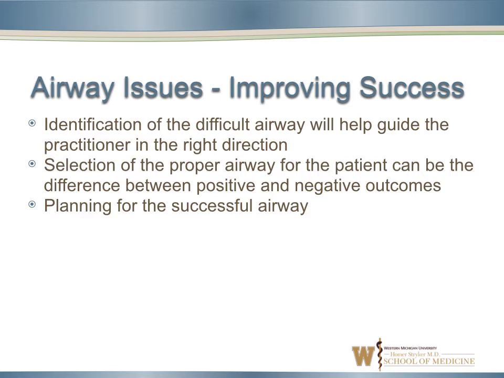3 major points that we'll look at. Identification of the difficult airway. That will help us identify those patients who may be tough to intubate or have problems with supraglottic airways. It'll help guide the practitioner in the proper direction for procedures and device selection. Continuing on with that, selection of the proper airway for that patient certainly can be the difference between positive and negative outcomes. And finally, we'll look at some of the planning that needs to go in to make sure we have a successful airway encounter.